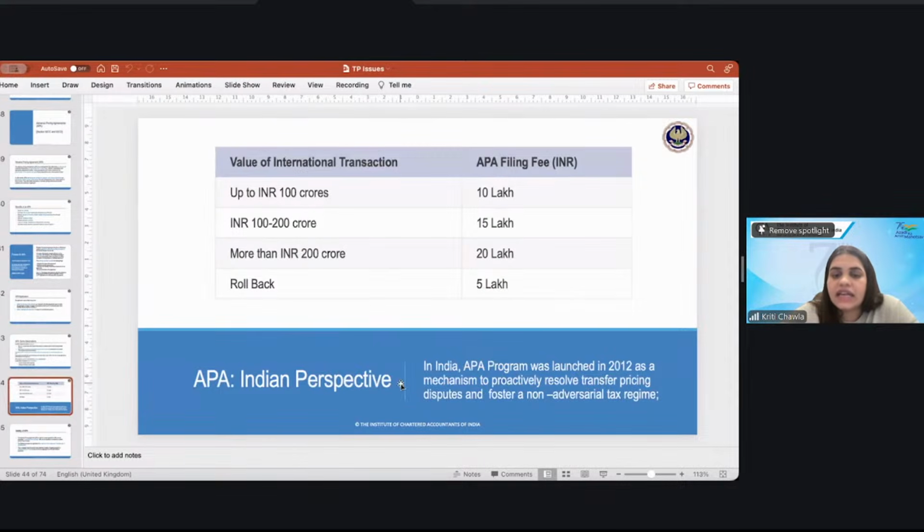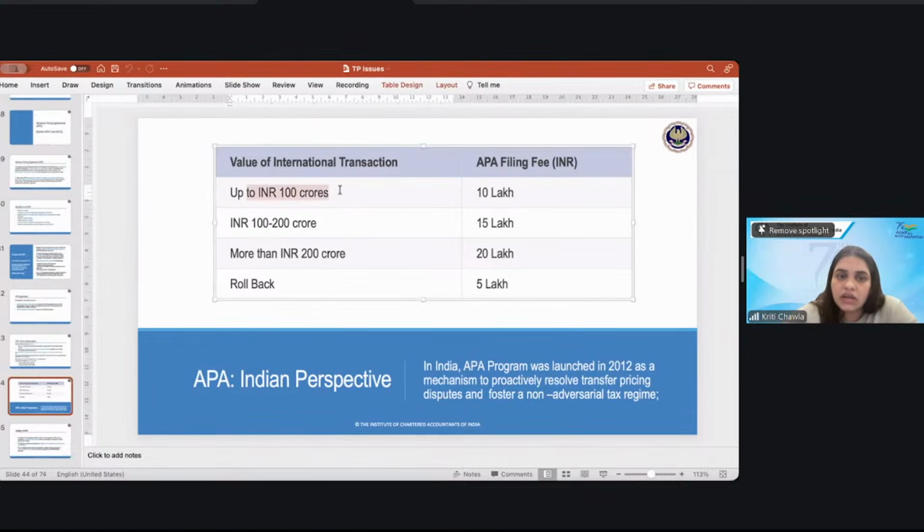Now, this is the slide that talks about the APA mechanism, the APA program that was launched in India in 2012. And this is what the fee actually looks like. This is just the fee that goes to take an APA. And then obviously professional fee is very different from this. So professional fee is different.